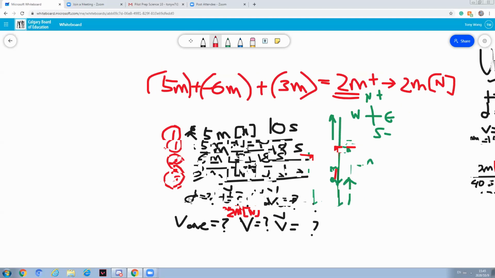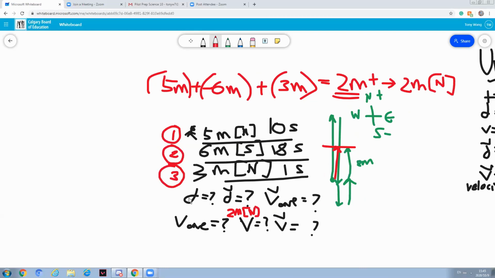Reminder that distance is how far something has traveled in total. So could you tell me the displacement of this individual? He meant the distance. Oh, okay, distance. Sorry. So distance is... Do you have an answer for the distance?